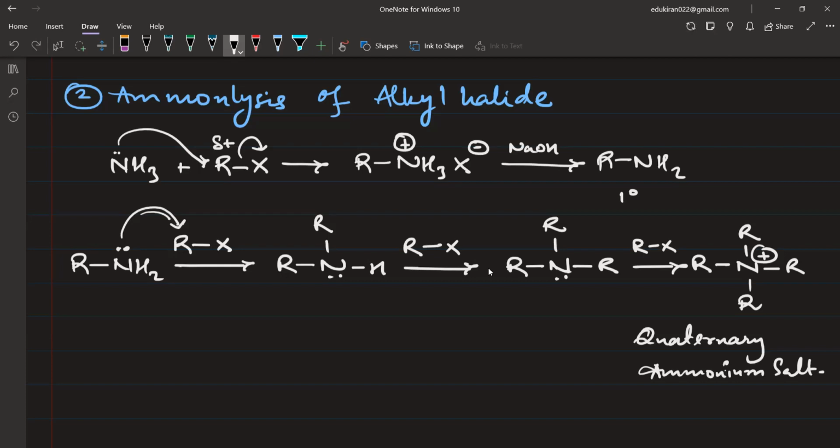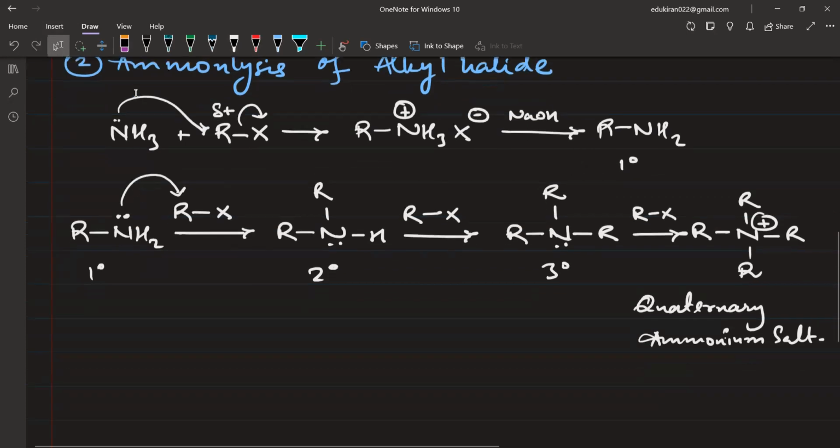But this is a problem, right? This is a problem because we are going to get a mixture of 1 degree, 2 degree, 3 degree and quaternary ammonium salts if I do ammonolysis of alkyl halide. Why? Some of the 1 degree will not find any haloalkane, तो ऐसे ही रहेगा. But there will be some 1 degree amines that will find haloalkane. They will become 2 degree. Some of the 2 degree will not find any other haloalkane, so they will remain 2 degree. But some of the 2 degree will find haloalkane, they will become 3 degree. Similarly, some 3 degree will also become quaternary ammonium salt. So what we will be getting? We will be getting a khichdi. That is, we are going to get 1 degree, 2 degree, 3 degree, all kinds of amines.